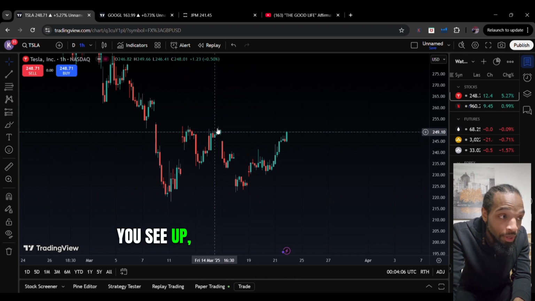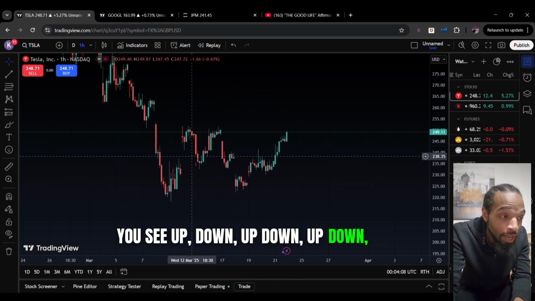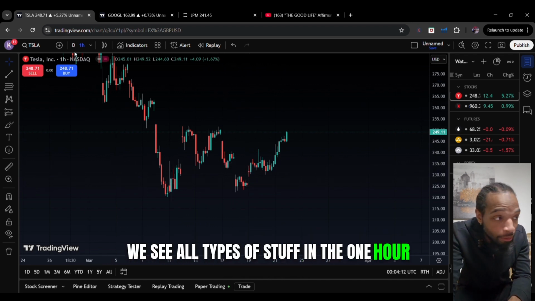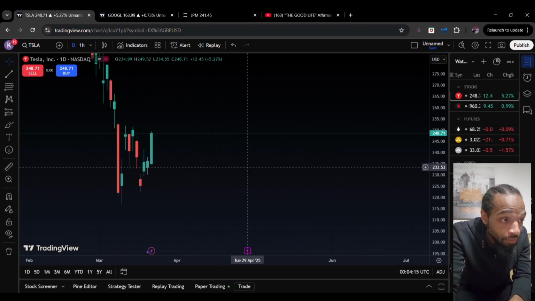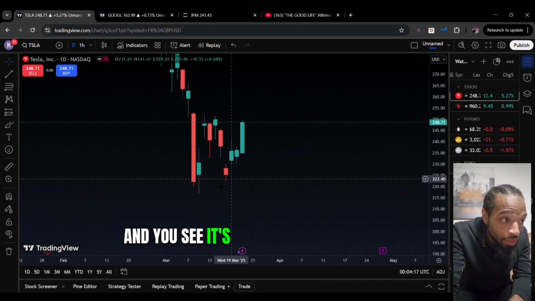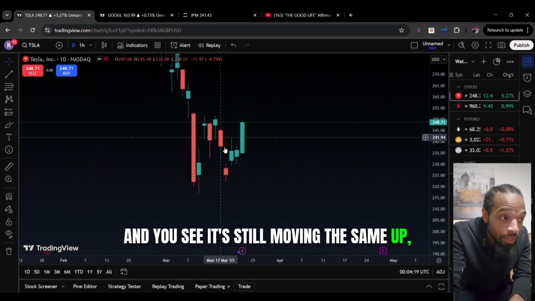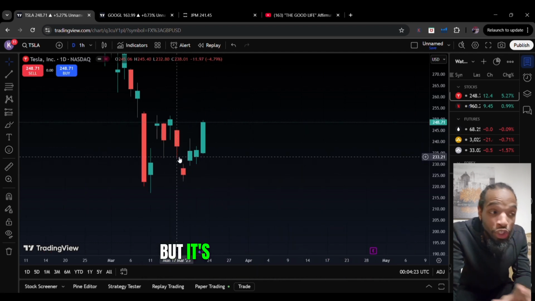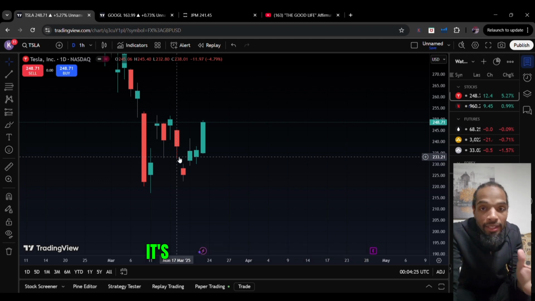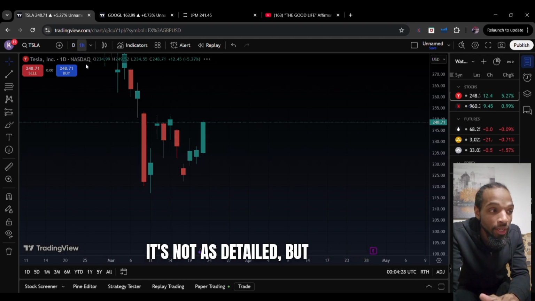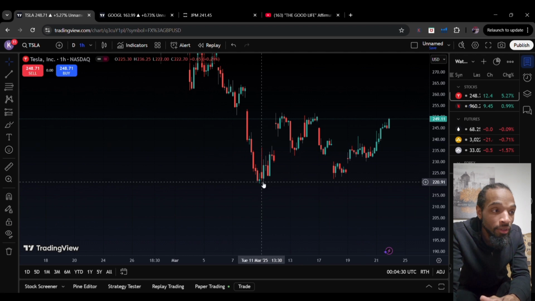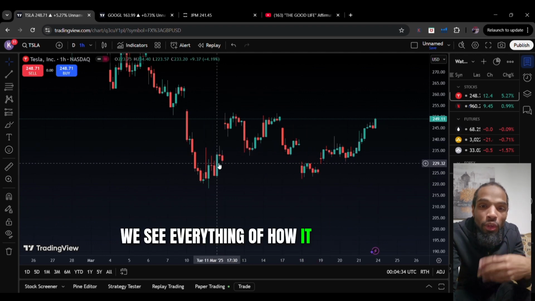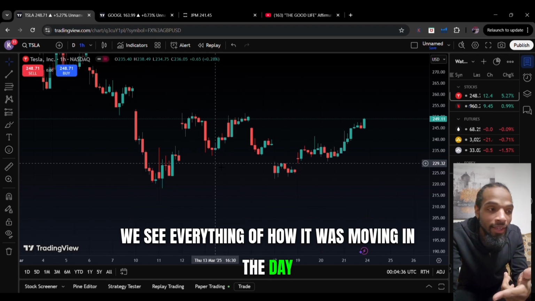You see up, down, up, down, up, down. We see the gaps in it. We see all types of stuff in the 1 hour. Let's go back to the daily. And you see it's still moving the same. Up, down, up, down, gaps in it, but it's just showing you a day. It's not as detailed, but in the hour, it's more detailed. We see everything of how it was moving in the day.